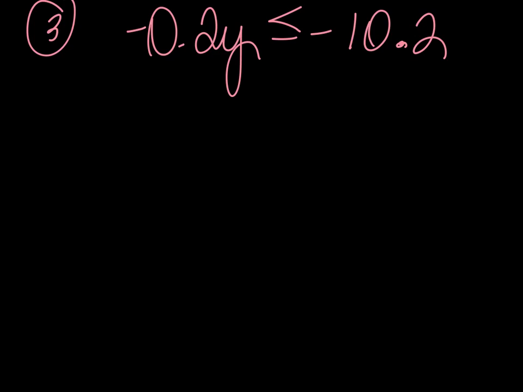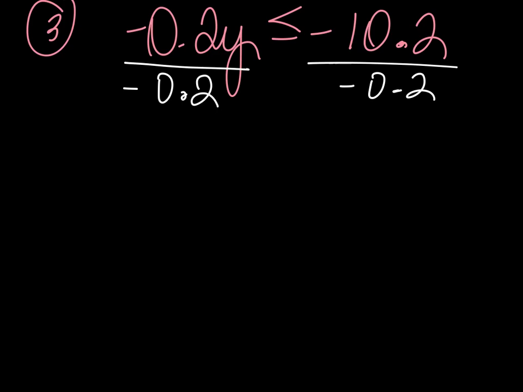Last problem, number 3, says -0.2y is less than or equal to -10.2. My first 2 steps still apply. On the side of the variable, I need to do the inverse. Divide by -0.2. Those cancel. Since I divided by a negative, my sign flips. A negative divided by a negative is a positive, so I can go ahead and forget about my sign.